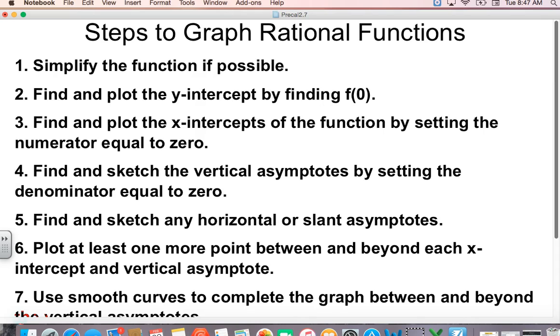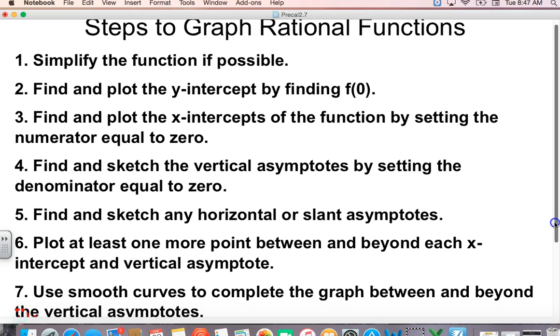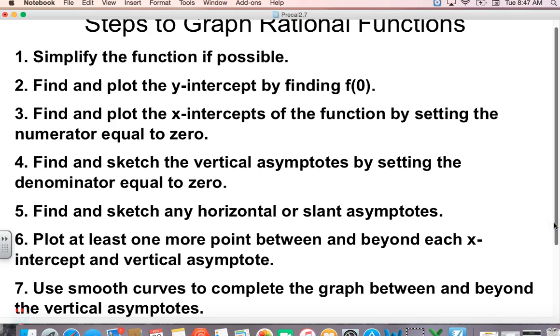And then 6, plot at least one or more points between and beyond the x-intercepts and vertical asymptotes. So we need to find some points in between all those asymptotes and x-intercepts. And the last thing is use smooth curves to complete the graph between and beyond the vertical asymptotes. All right, so that seems like a lot, I know, so we'll go through it one step at a time on a couple of problems.